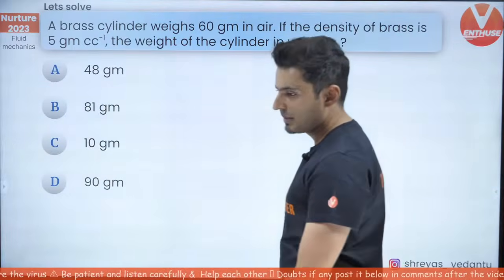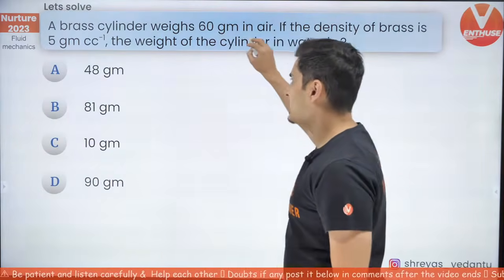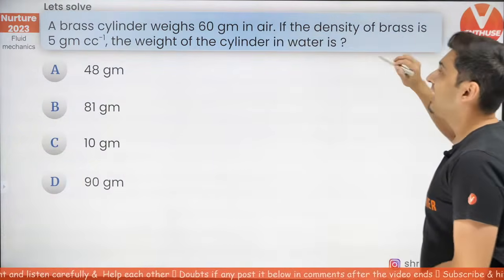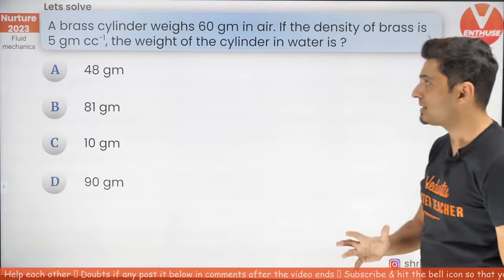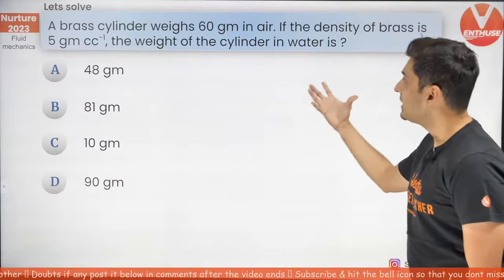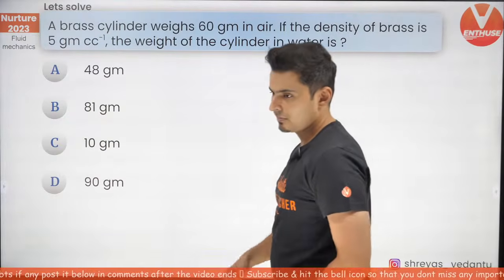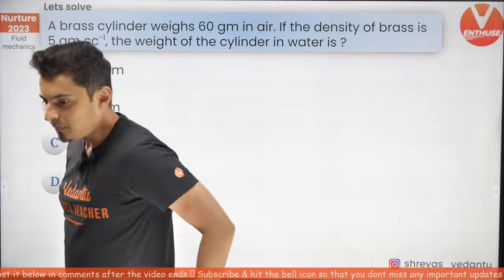Here is the question coming up on your screen. We have a brass cylinder. It weighs 60 grams in air. If the density of the brass is 5 grams per cc, what do you think should be the weight of the cylinder in water?